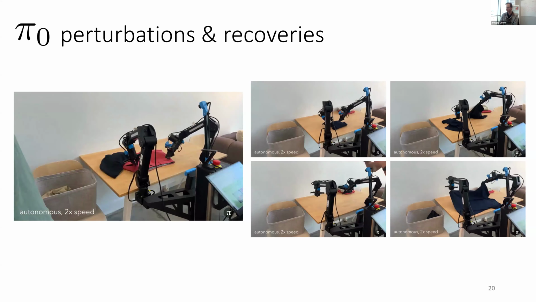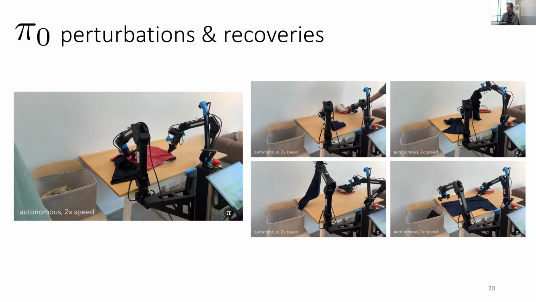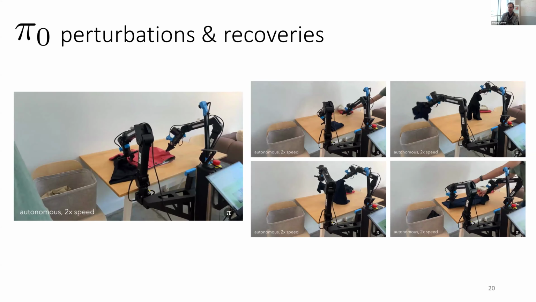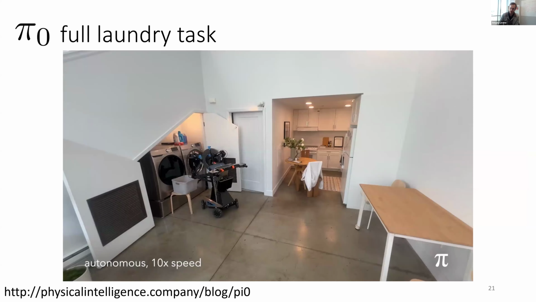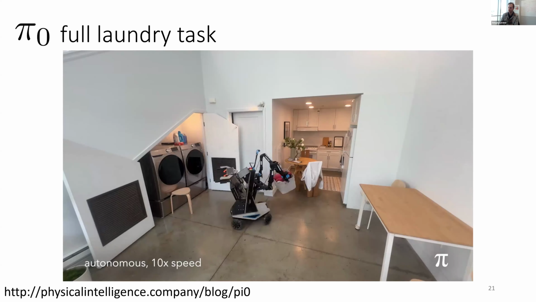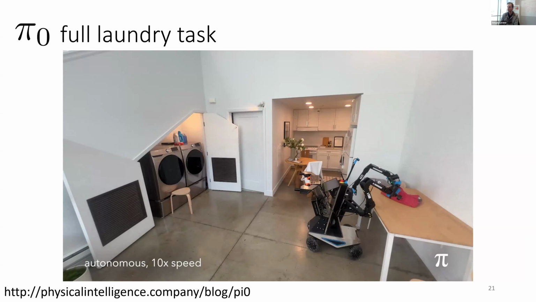So here, Michael is messing with the robot more, and the robot is doing its darnest to recover from all of those issues. And here's the complete laundry task. So this is one continuous run of the policy. There's no switching. There are no hard-coded components here. The robot takes all the laundry out of the dryer, takes it to the table, and then starts folding individual laundry items.